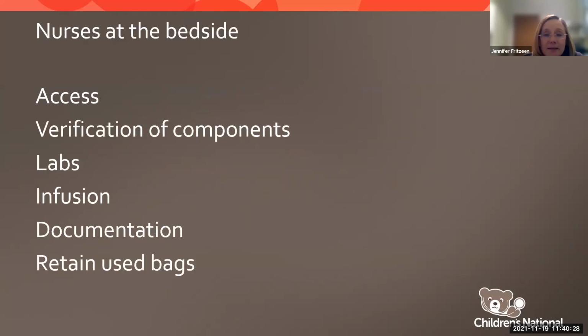If you're the nurse at the bedside when we start massive blood transfusion, you need to make sure we have working access and people in the room that are helping you know exactly what access you have. We're going to verify all of our blood product components. We'll be drawing the labs. I think probably the biggest thing to tell people is that after we use a bag of blood, FFP, platelets, cryo, retain those bags. Those need to go back to blood bank. And we're going to document our exact amount of every product we've given.